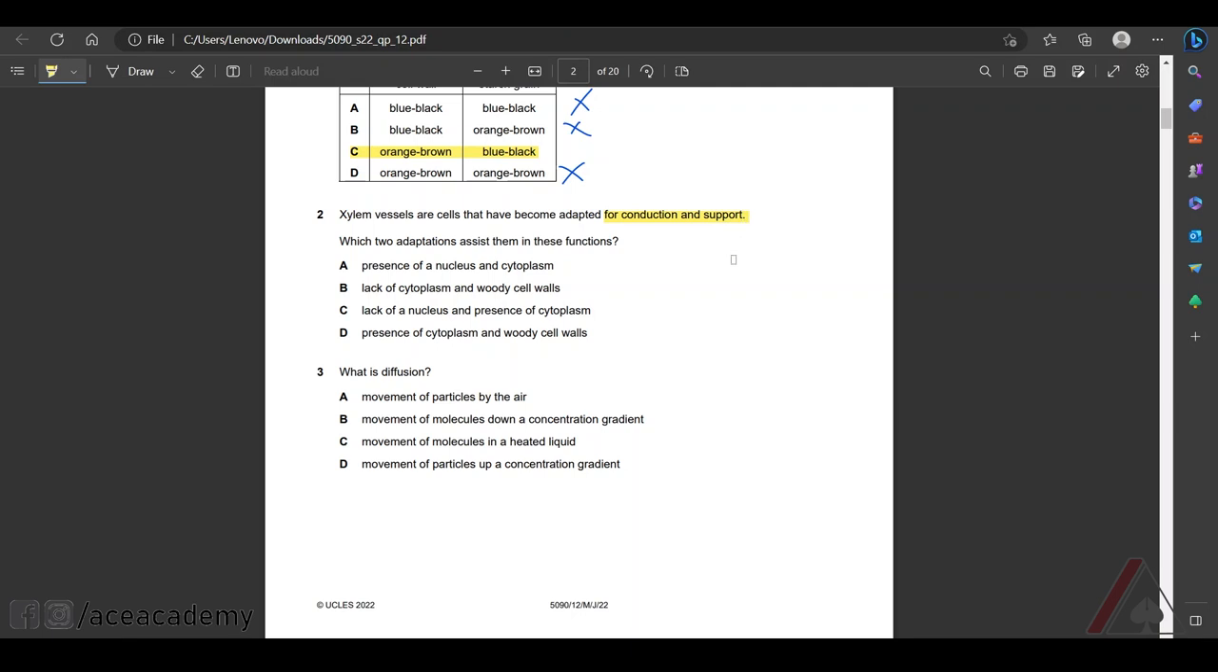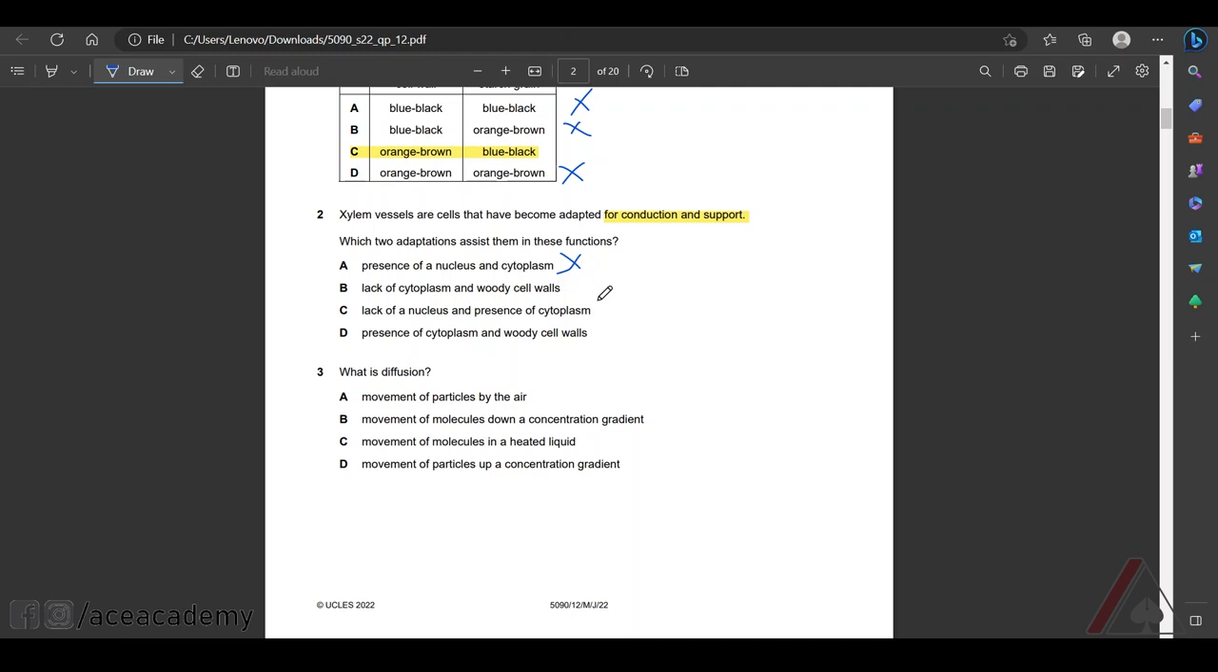Option A says, presence of nucleus and cytoplasm. Now this is incorrect because the presence of organelles like the nucleus and cytoplasm interfere with conduction, so they don't help. This is wrong. Option B says, lack of cytoplasm and woody cell walls. Lack of cytoplasm helps with conduction, and the woody cell walls help with support because xylem vessels contain lignin, which makes the cell wall stronger and prevents the plant from wilting. So B could potentially be our answer.